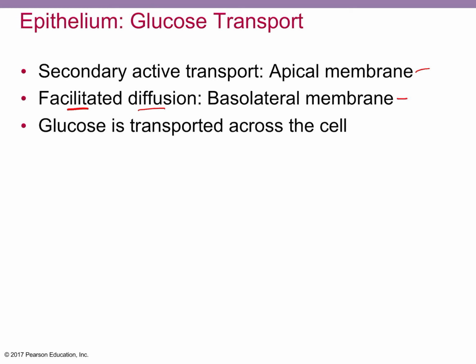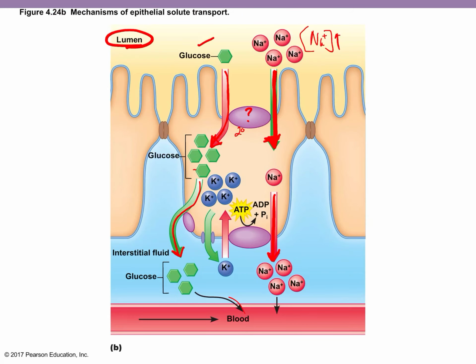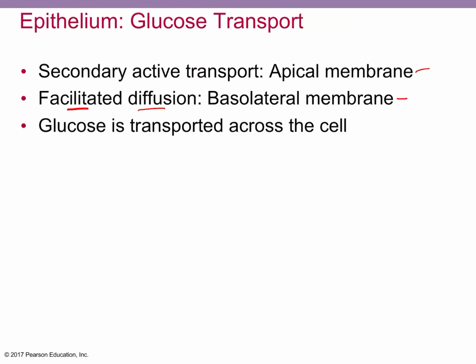So glucose is also transported across the cell, right? So let's take a look at that, right? Glucose comes in the apical side, goes out the basolateral side.